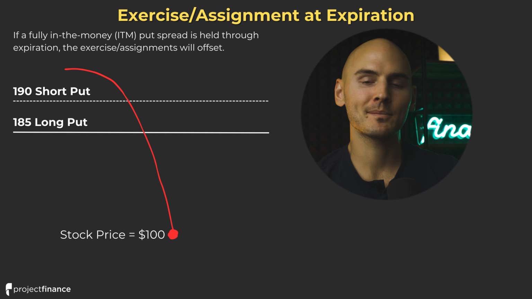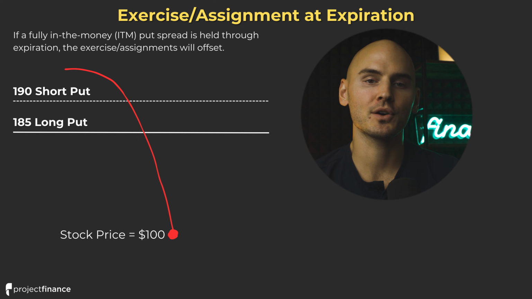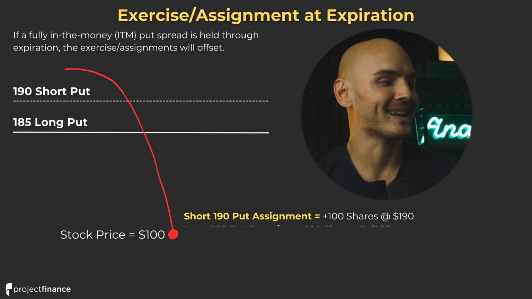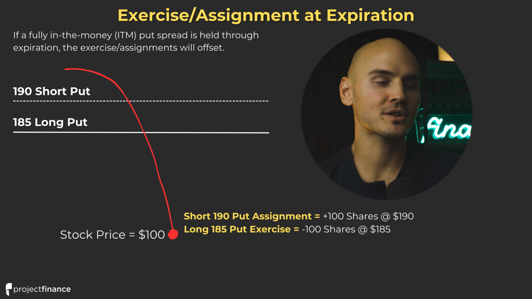So if a fully in the money spread is held through expiration, the exercise and assignments will actually offset. So if you do have a fully in the money spread at expiration and you hold it through expiration, you will not end up with a stock position. And that's because if you get assigned on the short 190 put, which is going to happen if you hold it through expiration, that means you will buy 100 shares at $190.